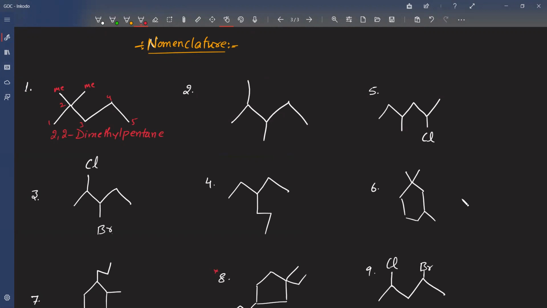2,3 dimethyl pentane. Okay. So same thing here. One is at second position and second is at third position. So 2,3 dimethyl pentane. So both are dimethyl pentane, but the positions are different. Yes, the third one.